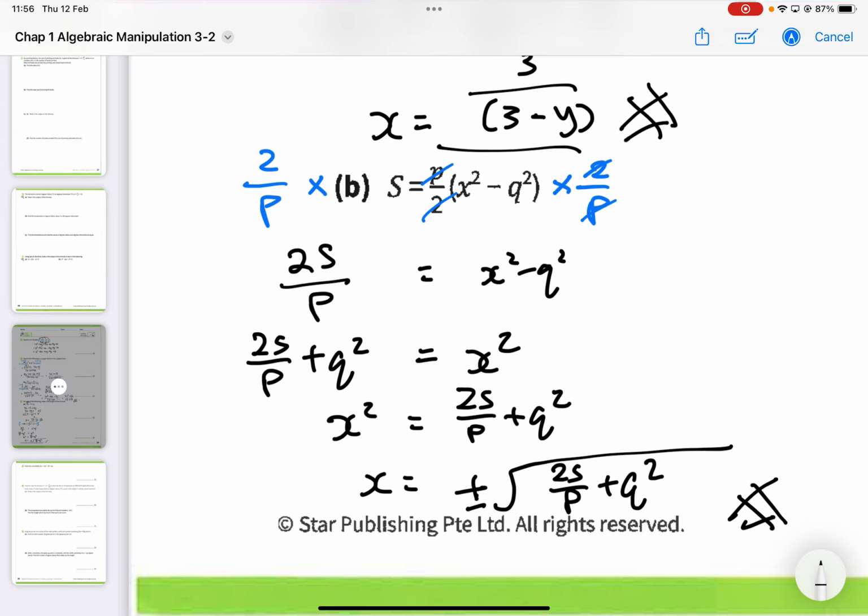Answer. Why you change from P over 2 to 1P? Because I want to cancel away the P over 2. So I multiply 2 over P on both sides. Okay, Ken?